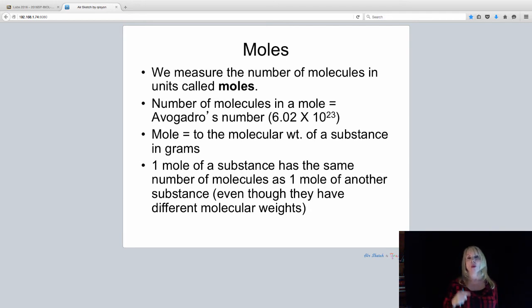And so the number of molecules in 1 mole is 6.02 times 10 to the 23rd. That's Avogadro's number. 6.02 times 10 to the 23rd. So if you see a question that asks you how many atoms or molecules are in 1 mole of a substance, the answer is always 6.02 times 10 to the 23rd.